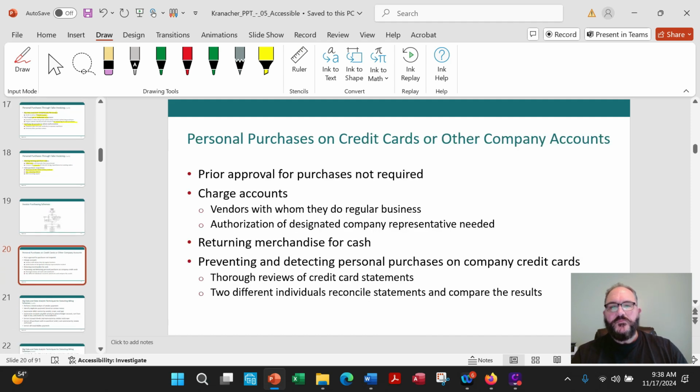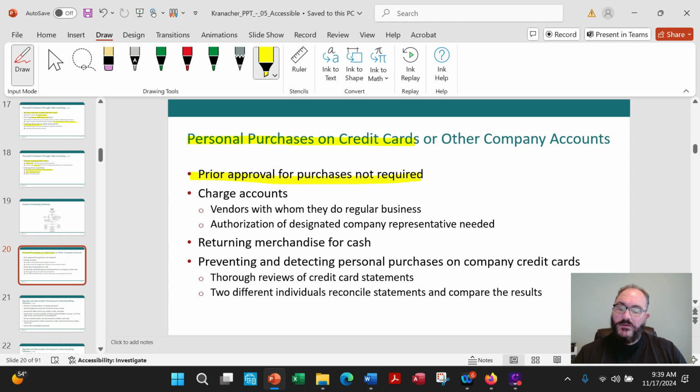Now, what about additional information on personal purchases on credit cards? If prior approval is not required, that obviously, now traveling with UNCP, it does. So again, vendors with whom you do regular business, you have to have authorization to have it done. Returning merchandise for cash. Again, this is trying to take, obviously this is part of converting it. And then reviews of credit cards.